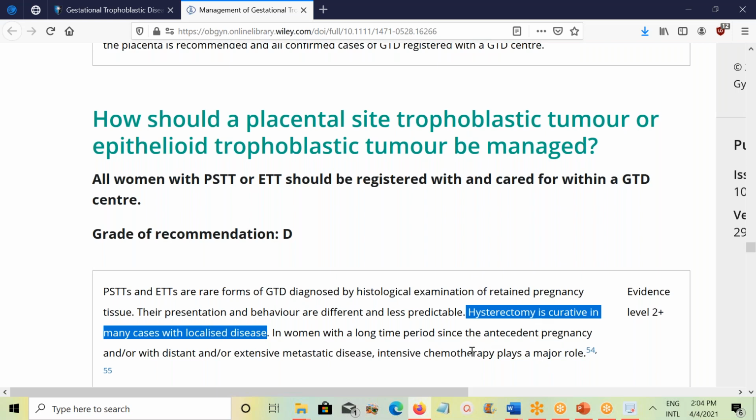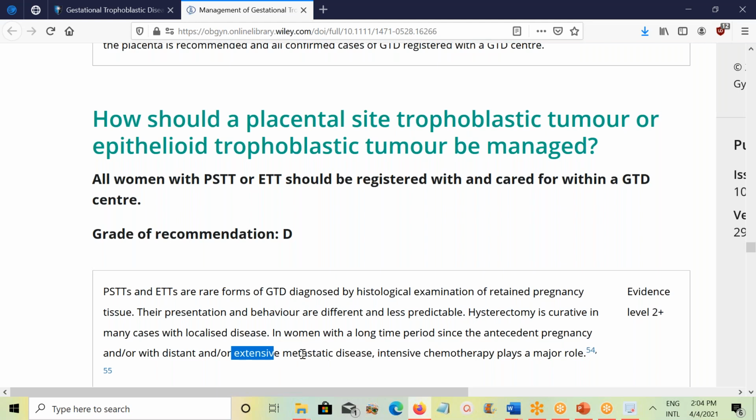Then if you have seen the patient, but there is already extensive metastatic disease, in that case, you need to offer intensive chemotherapy. It is going to play a major role because even in this scenario, even if you do hysterectomy, it is not going to be helpful. So we need to give her chemotherapy. Is this point clear? Okay. So localized disease, offer hysterectomy. Disease is distant, offer extensive chemotherapy.